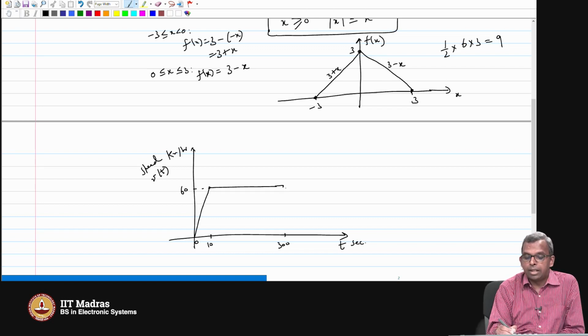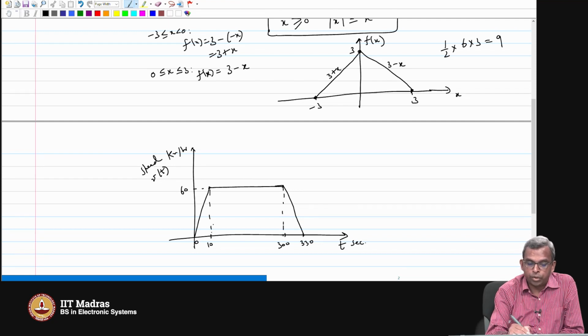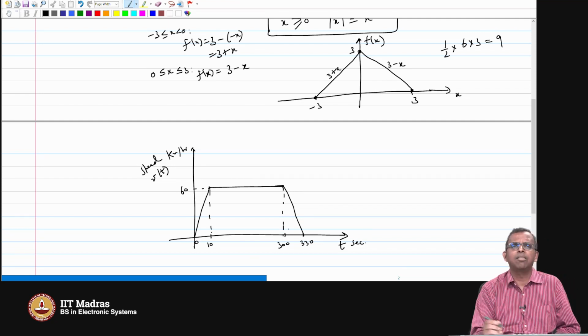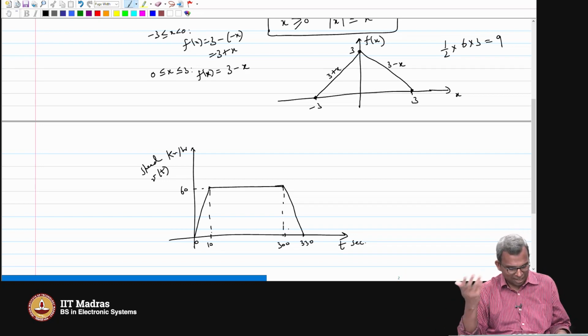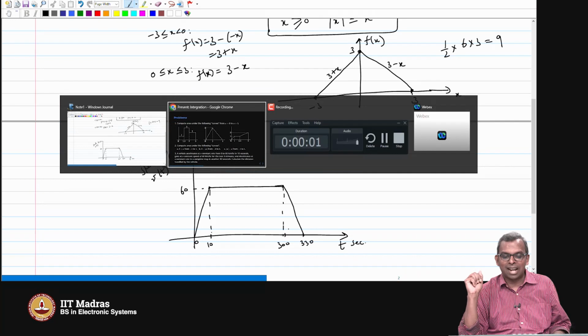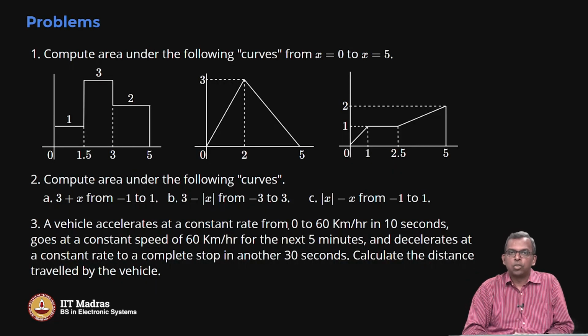Then after 300, it decelerates and comes to a complete stop in 30 seconds. So, 30 seconds is maybe here, 330. It decelerates at a constant rate. So, constant rate means it is a straight line. So, it will come back like this. So, all you have to do is find the area under this curve and you are done. Okay. So, one can give different expressions or different ways of specifying these graphs and getting areas under the curve. So, simple problems like this for area under the curve you should be able to do. Okay. Thank you.